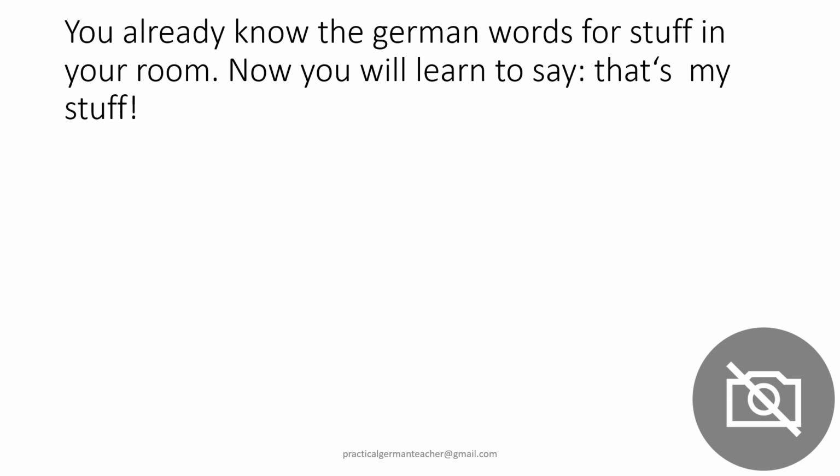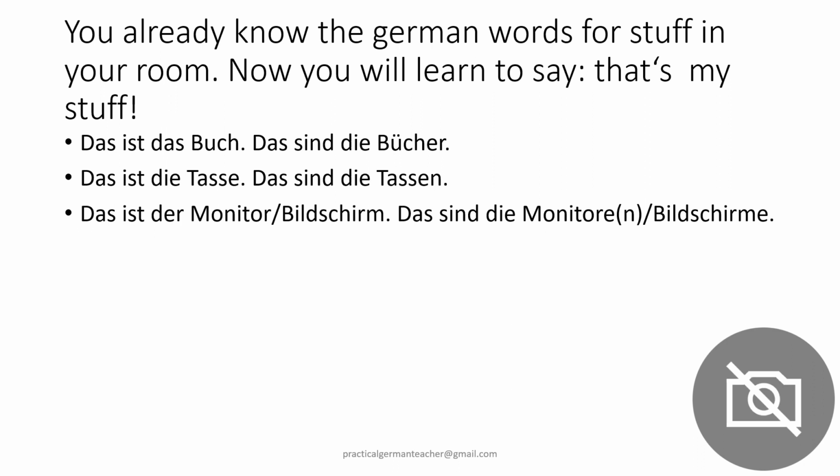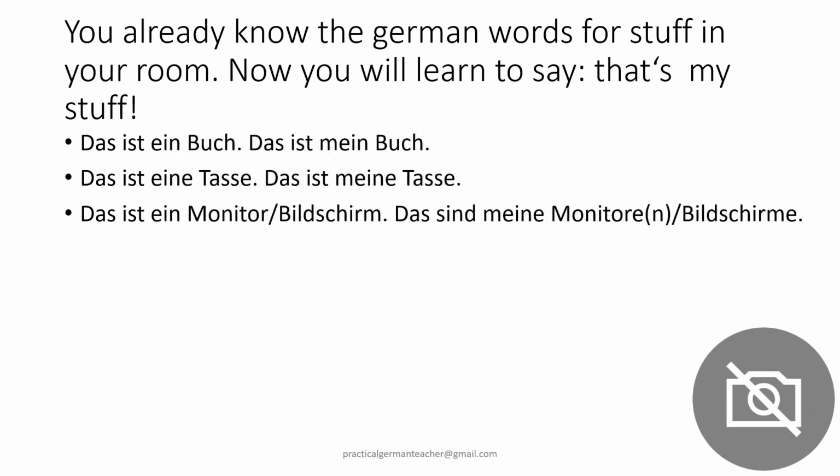Today, or in this part, you will learn articles with which you say statements like that is my table, that is my phone, that is my computer. Here are some examples that you have already seen. Please pay attention to the articles. Now we use articles which are referred to as possessive articles. So mein, meine, meine. So instead of saying das ist ein Buch, you say das ist mein Buch.